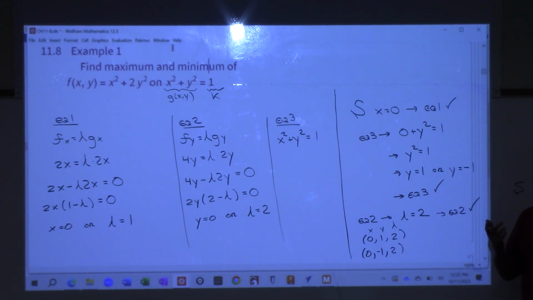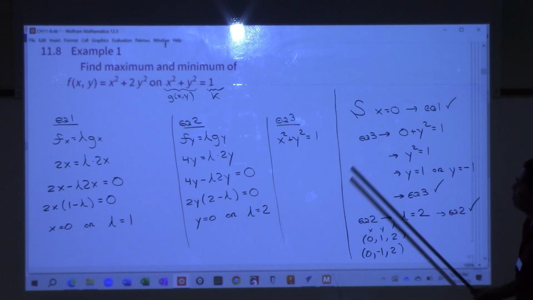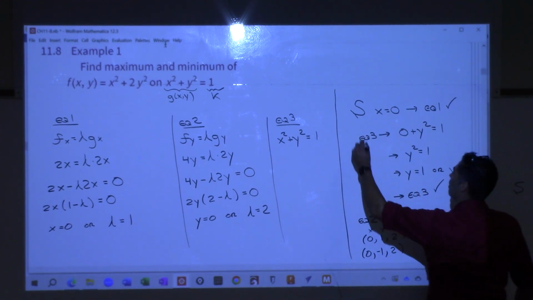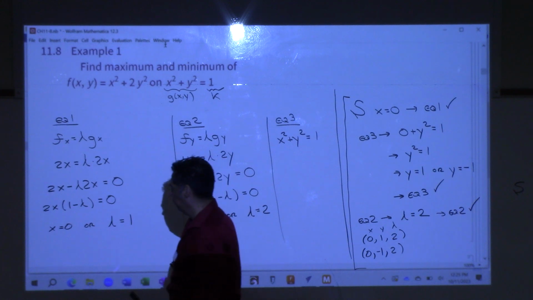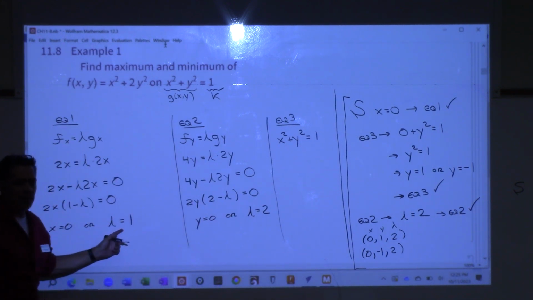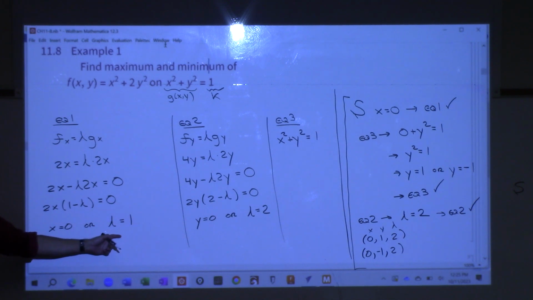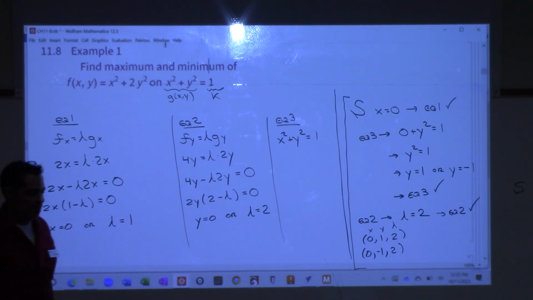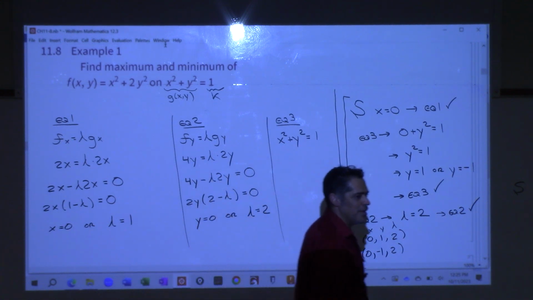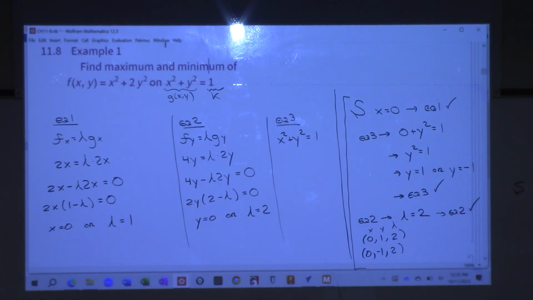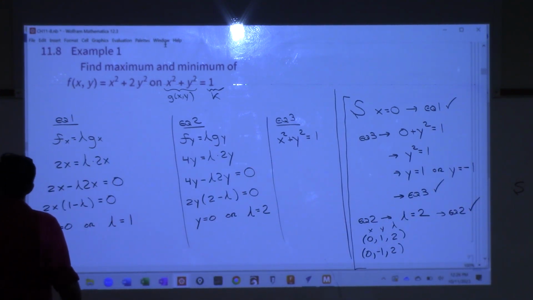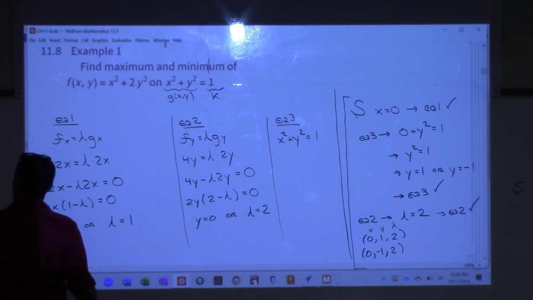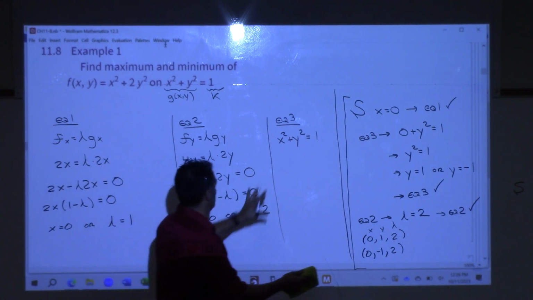Are we done? No, because all of this was just living under the suppose x is 0. Now what I need to do is go and say what happens when lambda is 1. Okay? Let's do that now. This gets exhausting because you're not sure when you're done. You have to cover all the cases, or else you'll miss something. So I'm going to put on the side so far what we've got. We've got 0, 1, 2. We've got 0, negative 1, 2. And remember, this is x, y, and lambda. All right, now we're moving on, keeping this up here.